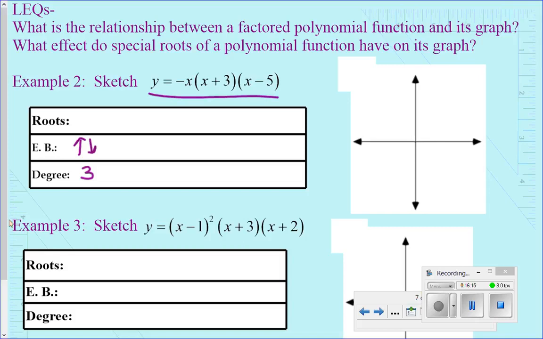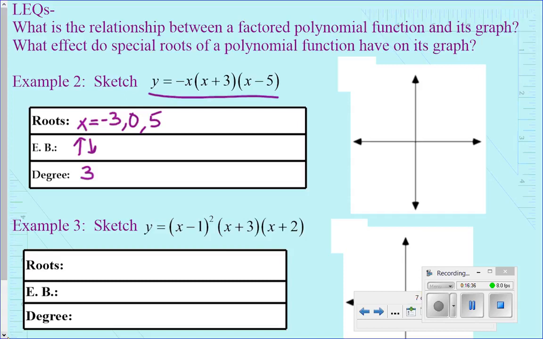Next, the roots. I'm going to write those as x equals, and not only am I going to list the roots, but I'm going to go in order from left to right because I'm going to be graphing these in a minute. So I can see the smallest root would be -3, so I'll list that one first, and then 0, and then +5.